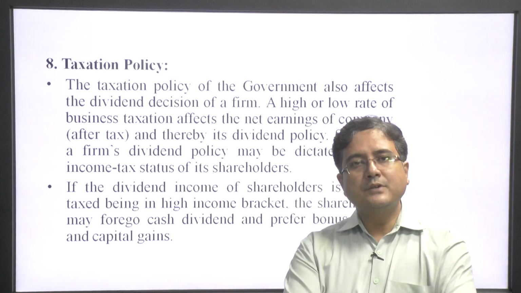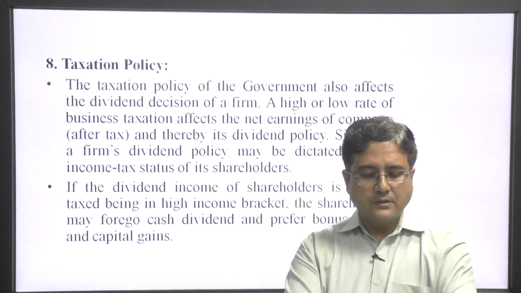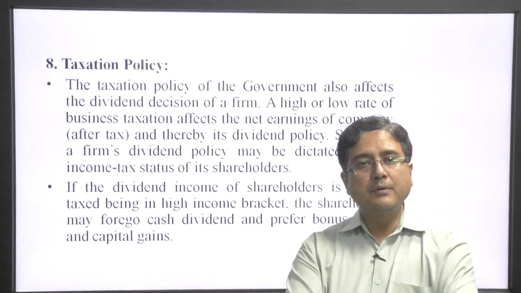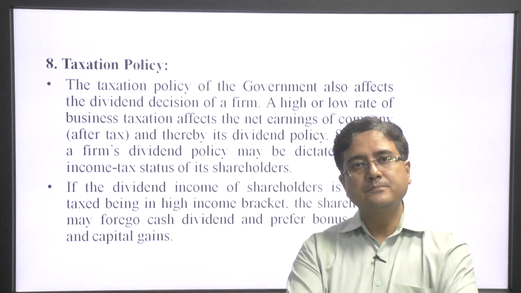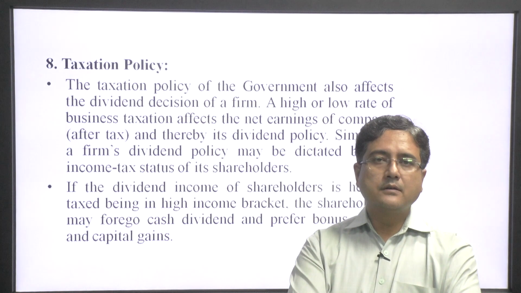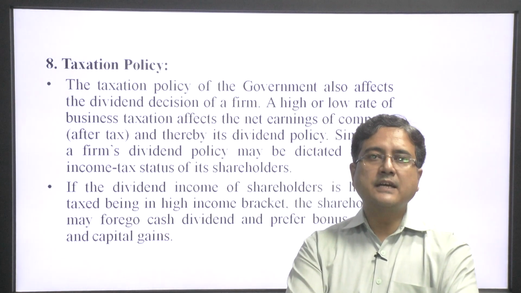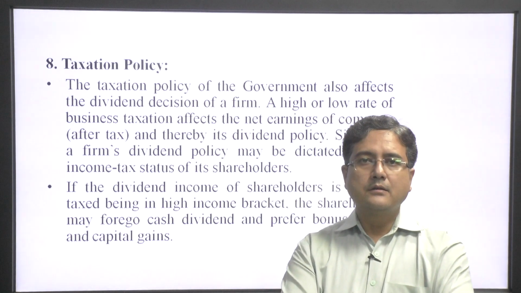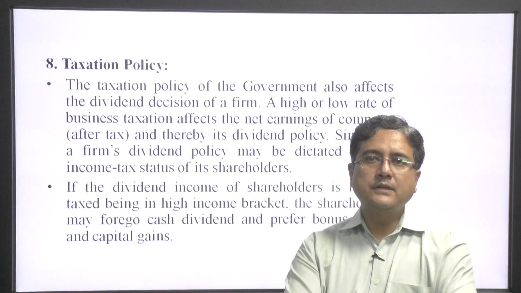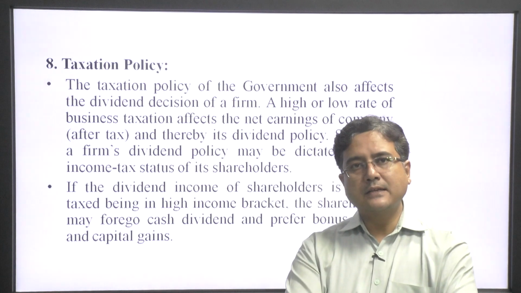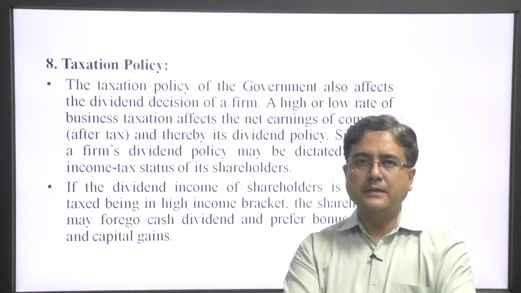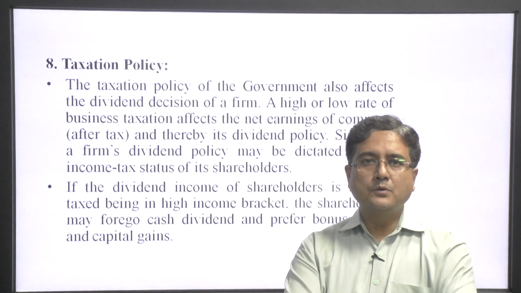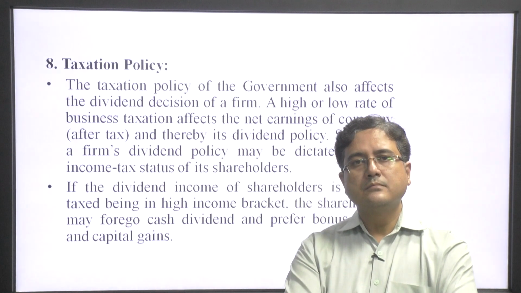If the dividend income of the shareholder is heavily taxed in a high income bracket, the shareholders may go for cash dividend or preferred bonus shares and capital gain. Even if the dividend is tax free, the income of dividend is already taxed. You do not need to pay the tax on the dividend, because the company pays the tax and after paying the tax they pay the dividend. So, whatever you earn, you do not need to pay the tax.